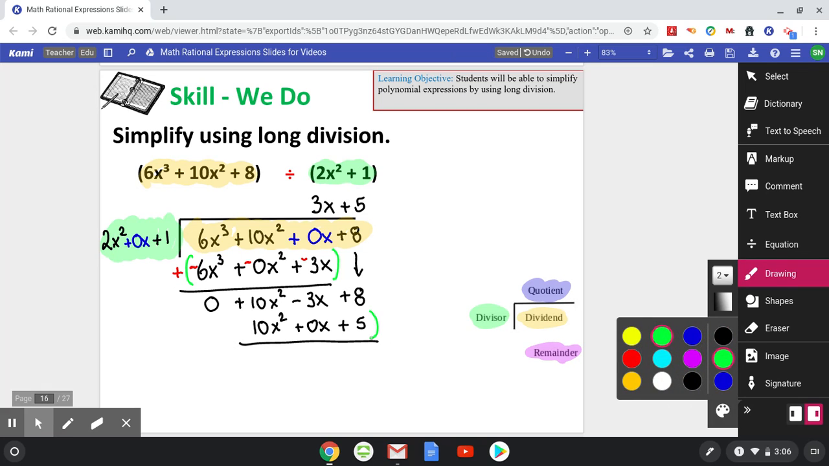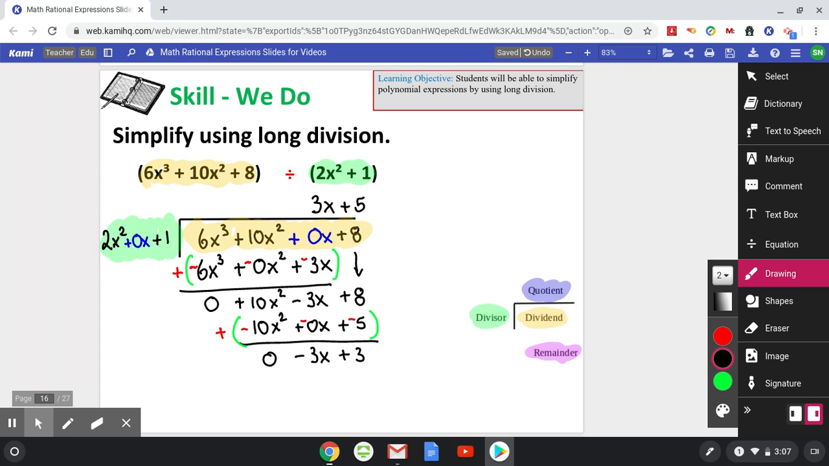Place the parentheses. There's a negative on the outside, which changes the sign of everything inside. This becomes a positive. Let's subtract. 10x squared minus 10x squared is 0. Negative 3 minus 0 is negative 3x. 8 minus 5 is 3. We don't have anything else to bring down. Therefore, we are done with the problem.